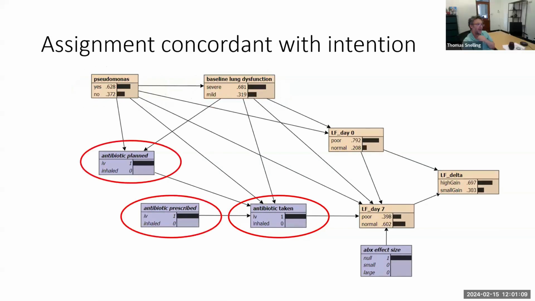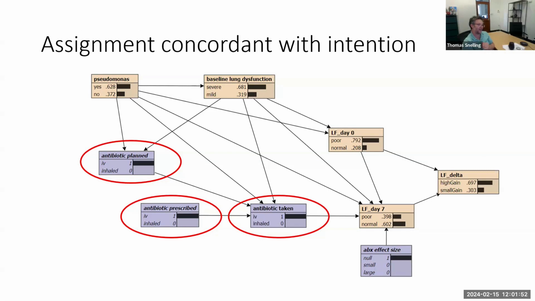Thank you. So now we can move beyond what we would observe in usual practice to what we might expect to observe in a clinical trial, where we are actually now assigning antibiotics as opposed to just observing what people do. And we can imagine a situation where someone is assigned, for example, to take intravenous antibiotics, and that assignment might align with what they intended to do. This might be a person for whom it was planned that they receive intravenous antibiotics.